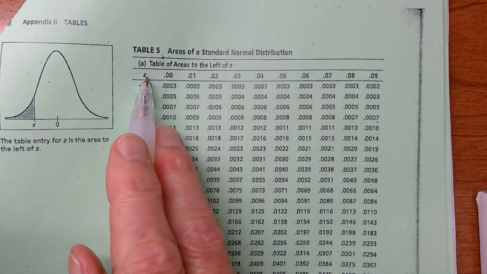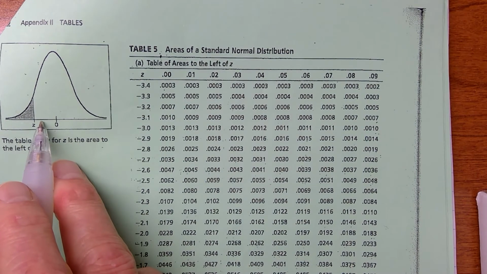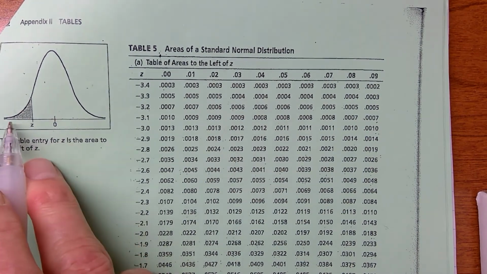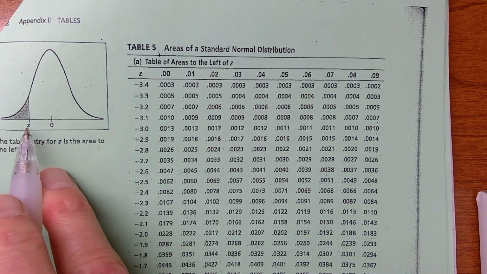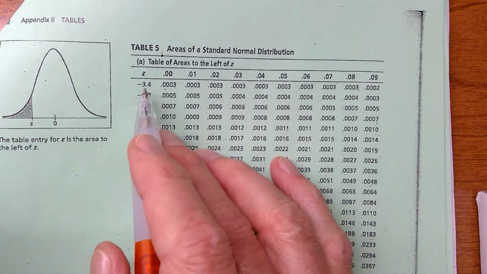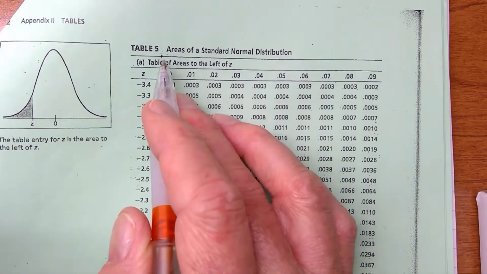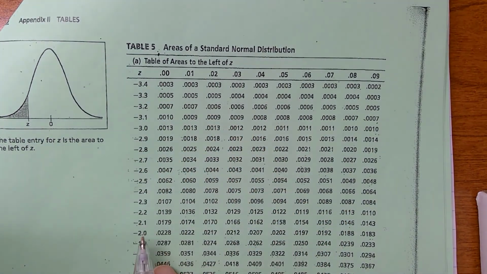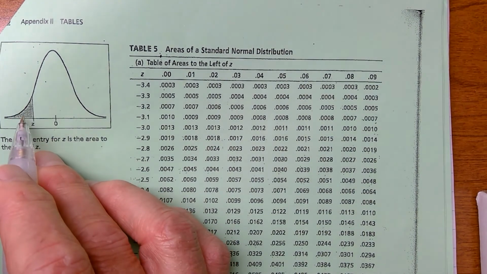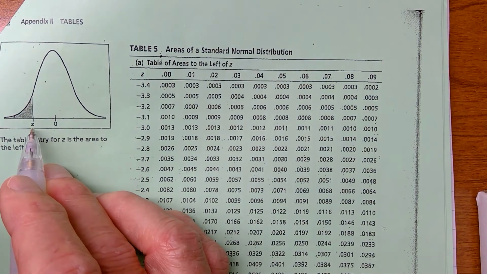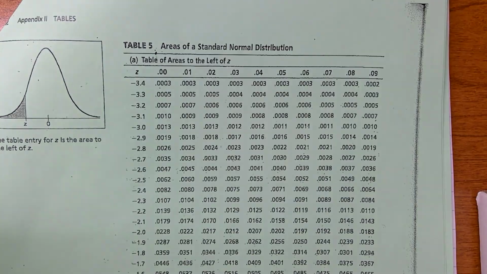Now I have to switch over to our negative side, all right, which just means that we're over here with -1, -2, -3. We're on the left side of 0. So it still shows area to the left. It's just that your z number is going to be negative. So I said -2.0 and then 0.00. So -2.00, that's where that 0.0228 came from. That's the area to the left of -2. And then to find the area to the right, I just subtract that from 1.